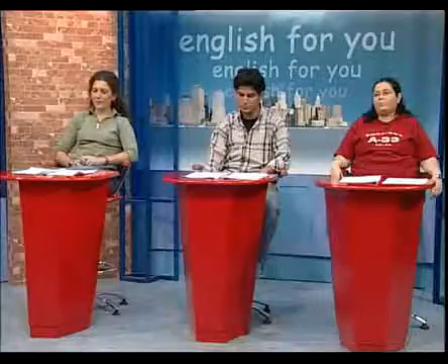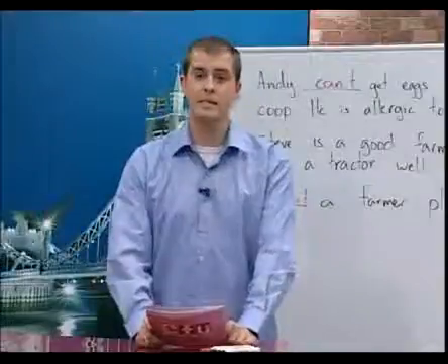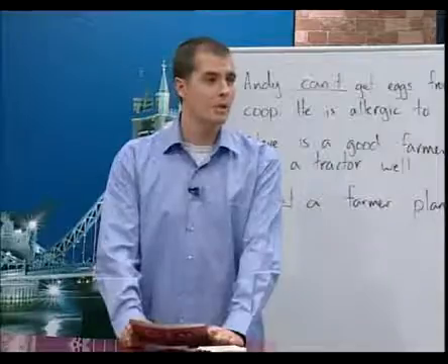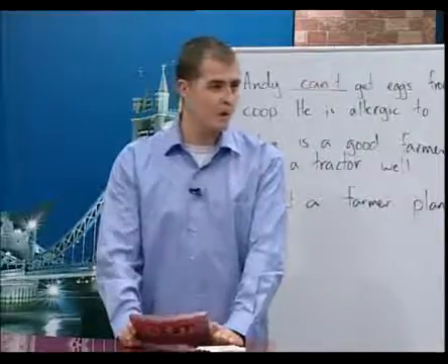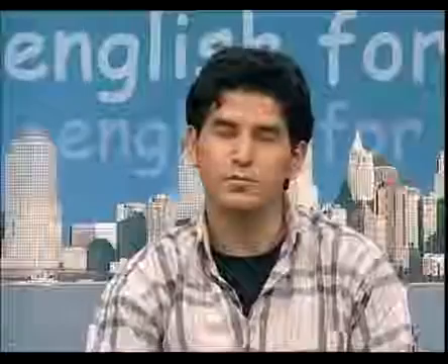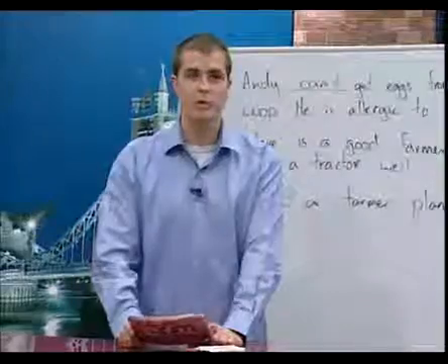Let's do another exercise. Let's make sentences using should or shouldn't. Rosa, you can give me three sentences about a farmer. Monica, three sentences about a farmer's wife. And Lewis, three sentences about a farmer's children. Okay? Okay, Rosa. A farmer shouldn't hit his animals.